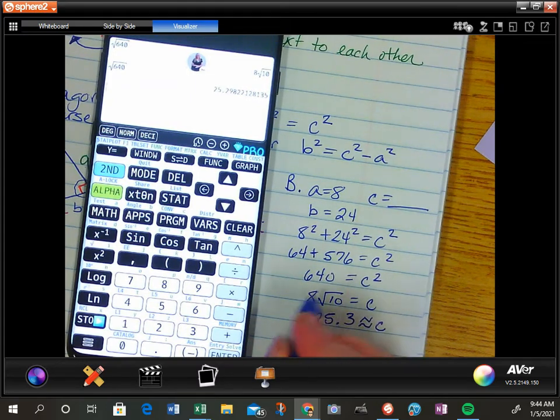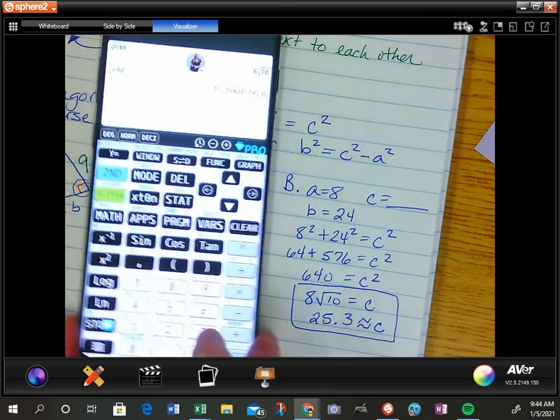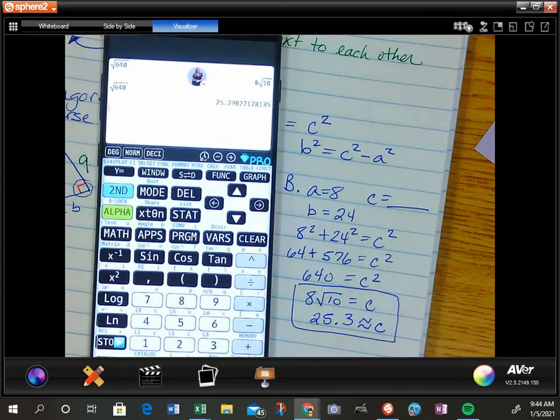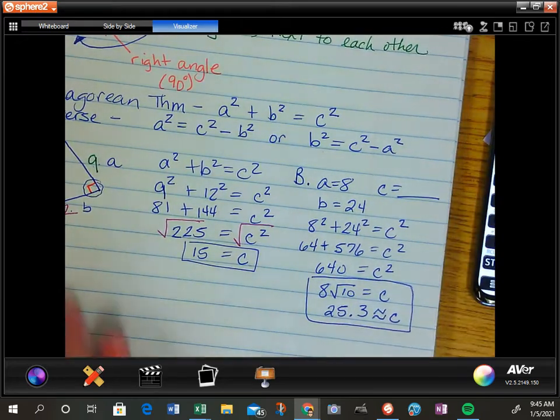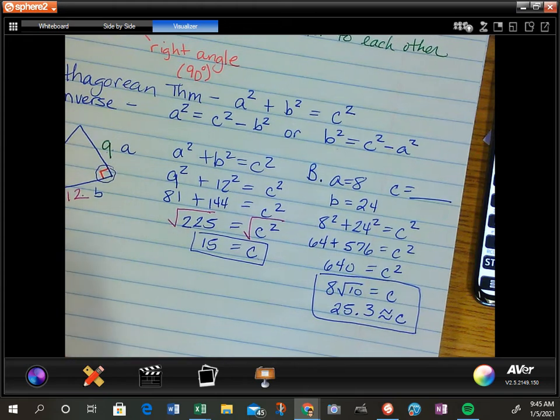And I put the approximate equals on there, the squiggly equals. So I have 2 ways of getting my answer. If I'm on my cell phone, I can use Calc 84 and put it in decimal, or I can do fraction. Okay. Let's do one where we're not finding C. Let's do letter C here.